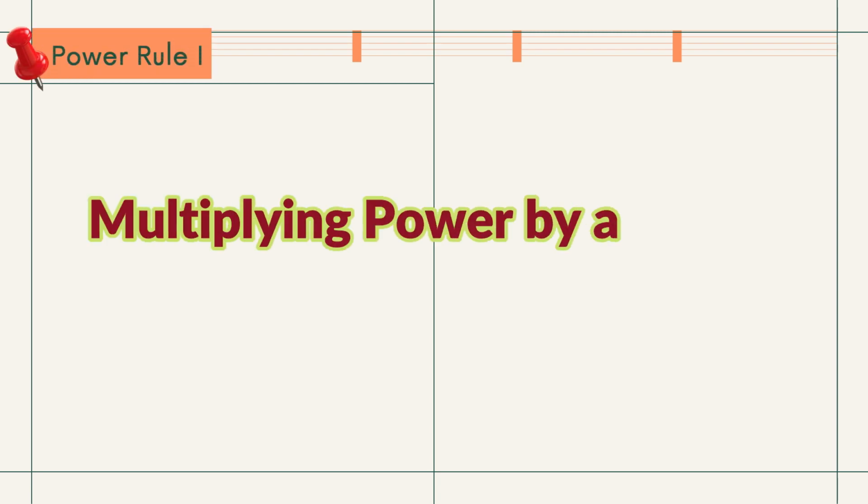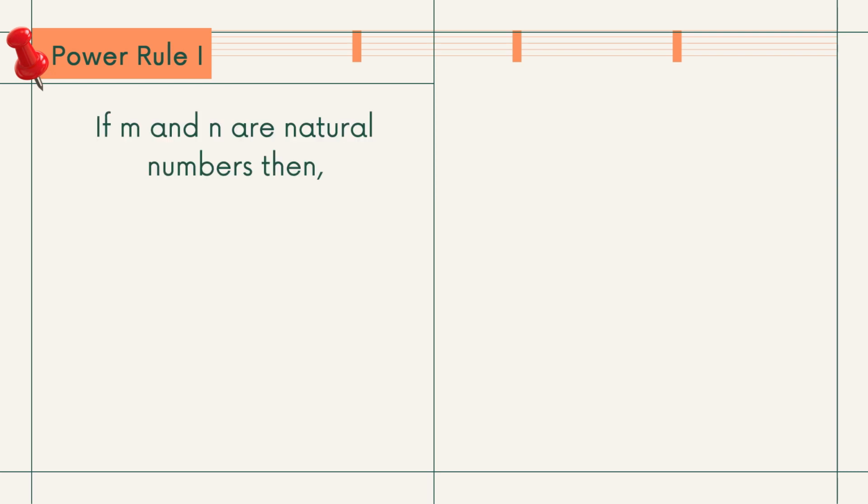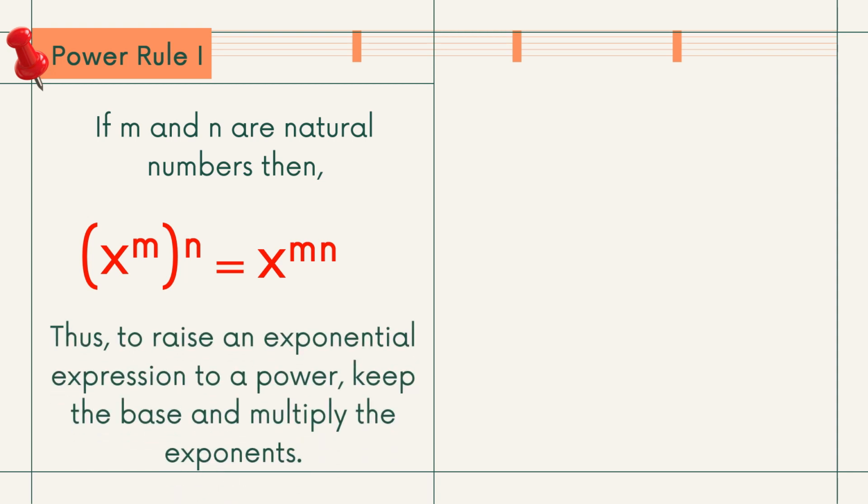Okay, let's discuss the third property of exponent. And it is the power rule 1. This is multiplying power by another power. And it says that if m and n are natural numbers, then x to the m raised to the power of n is equal to x to the m times n. Thus, to raise an exponential expression to a power, keep the base and multiply the exponents.